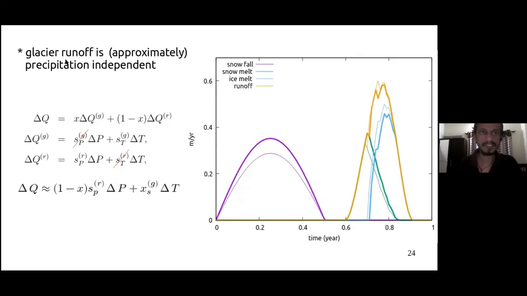So basically, what we are seeing is glacier runoff is approximately precipitation independent, and basically you can drop these two terms without losing much on accuracy. So the discharge variability is given by the precipitation sensitivity of discharge of the non-glaciarized part of the catchment times 1 minus x, where x is the glaciarized fraction. Depending on the glaciarized fraction, the precipitation sensitivity of the whole catchment is going to go down. So that's the role glaciers are playing. On the other hand, they are adding a temperature sensitivity to the discharge, and that again scales with the fractional glacier cover.